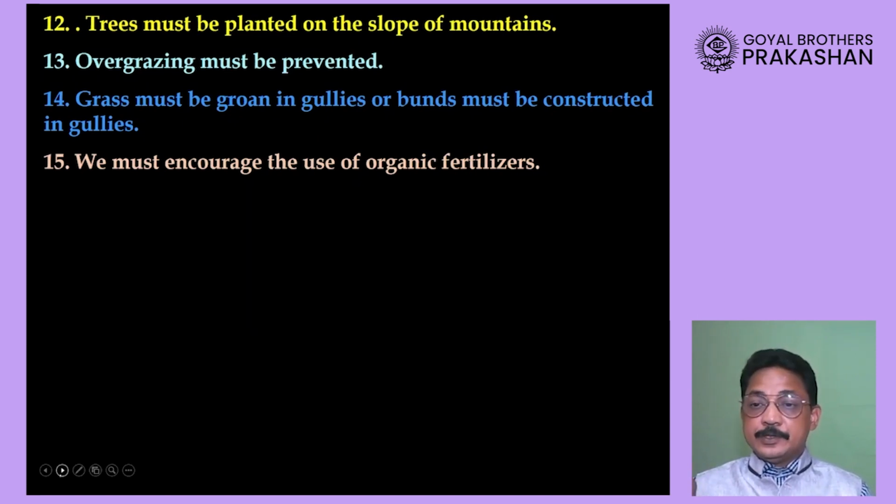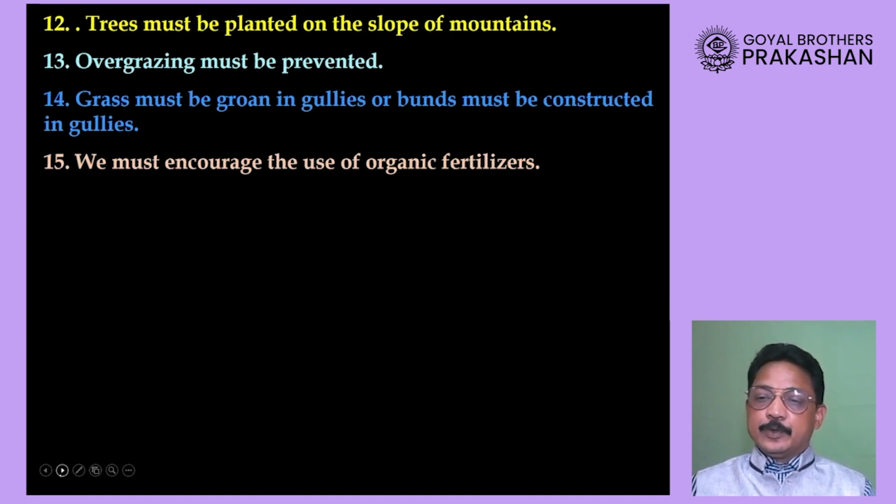Second point, the trees also obstruct the speed of water. It actually obstructs water and reduces the speed of water, and therefore reduces the soil erosion. That is why trees must be planted on mountain slopes. Next question is, overgrazing must be prevented. Dear students, here you can write down that overgrazing causes grass cover to get reduced.